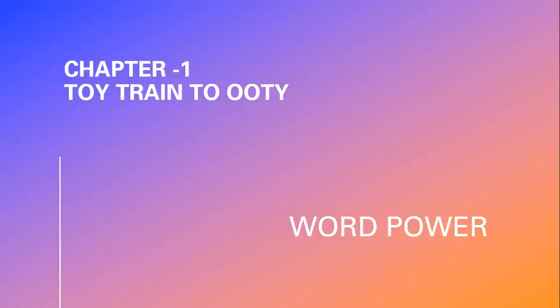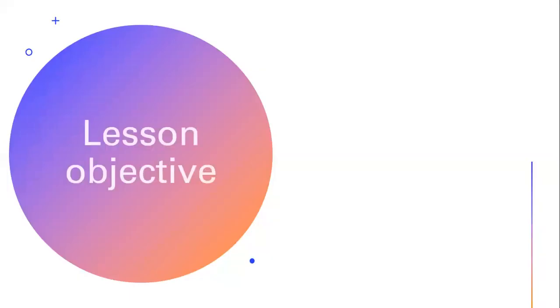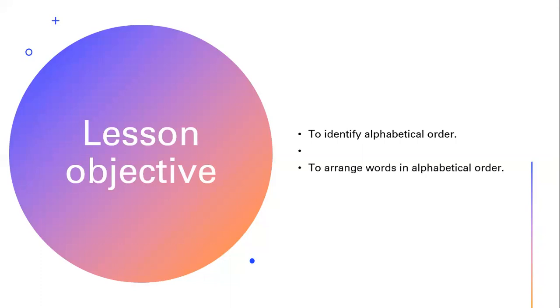So today we are going to learn chapter 1, Toy Train to Ooty, and in that we are going to learn some word power. Right. So what is the lesson objective today? The lesson objective is to identify the alphabetical order and to arrange words in alphabetical order. So we are going to learn the alphabetical order of letters and also to arrange words in alphabetical order. Are you all ready, children?